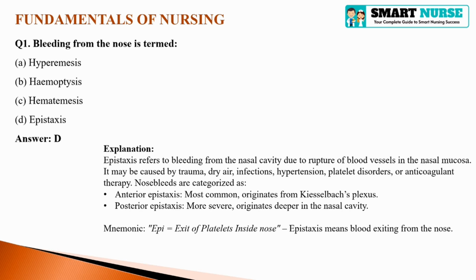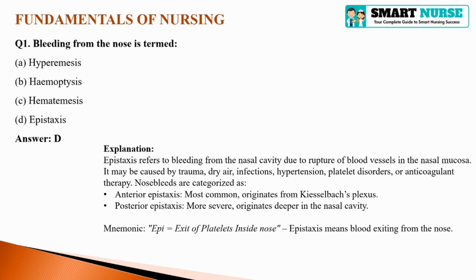Epistaxis. We call it epistaxis because it is bleeding from the nasal cavity due to many reasons, mainly rupture of the blood vessels in the nasal mucosa. It may be caused by trauma, dry air, infections, hypertension and platelet disorders. Anticoagulant therapy is also one of the causes of bleeding from the nose. So this term is called epistaxis.